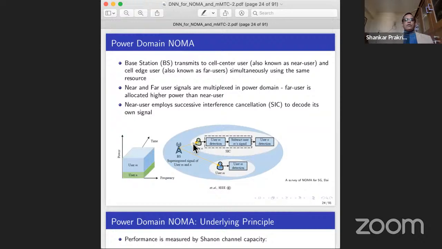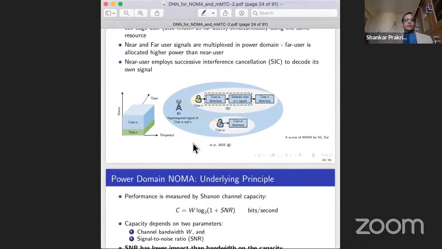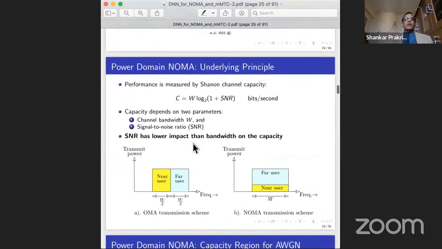Right? You first estimate the stronger symbol, assuming the other, weaker one is noise with interference, and then decode the symbol, cancel the interference, and then decode the weaker one. This is the basic underlying principle. Now, what motivates non-orthogonal multiple access? It's a very simple idea, right?